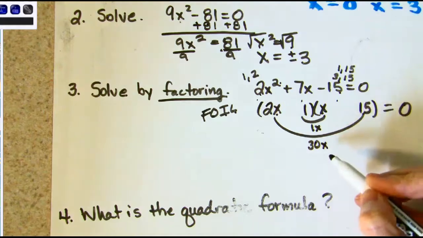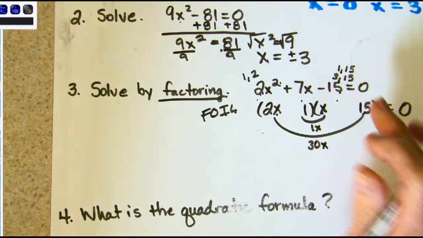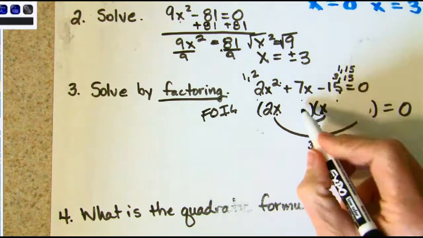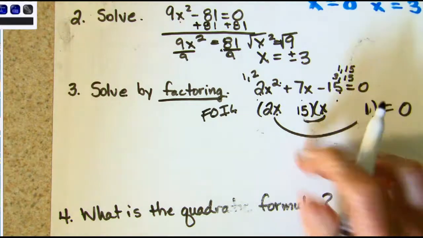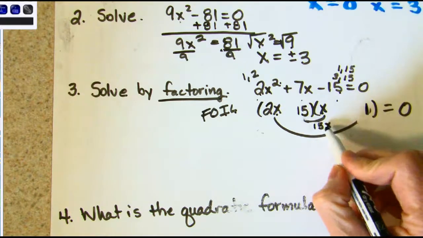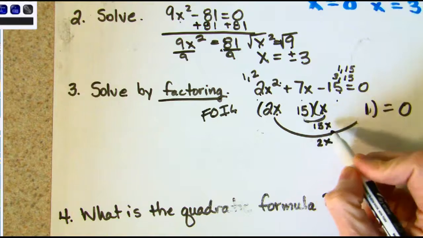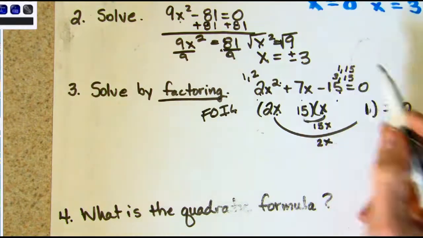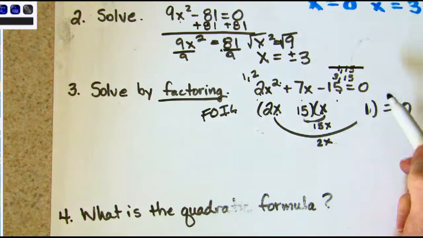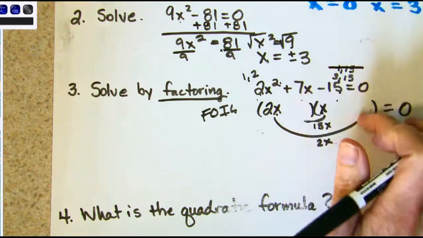There's no way for me to get a 7. So I switch these positions. So I put 15 in one there, and then I get 15x and 2x for the outer and inner. I still cannot get a 7 for that. So what that means is 1 and 15 does not work for this problem.